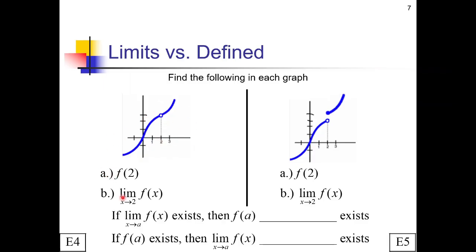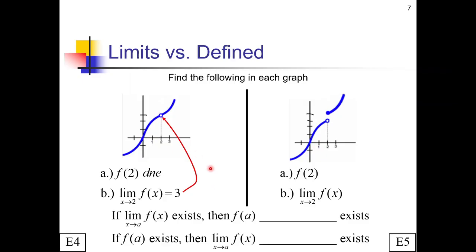So f of 2 and the limit as x approaches 2 of f of x. For f of 2, since there's an open dot at 2 and no solid dot to take its place, the function itself is undefined there. So we can write undefined, or in calculus we usually use DNE, that's does not exist. Next up, let's look at our limit. As we approach 2 from the left and from the right, we're approaching this y value here at 3.